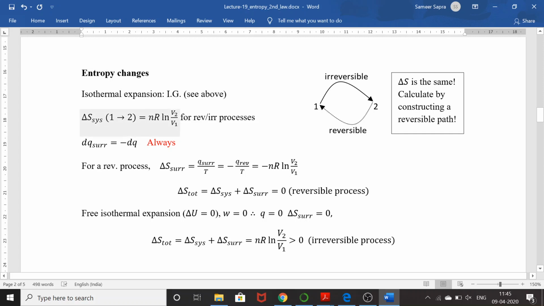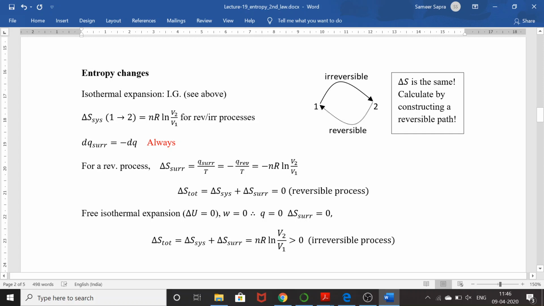Okay. So now this is a reversible process. I know delta S for the system is nR log V2 by V1. What is the heat exchanged with the surrounding? Whatever the heat is given by the system or taken up by the system, the negative of that. So minus of dq. Always that is the case.